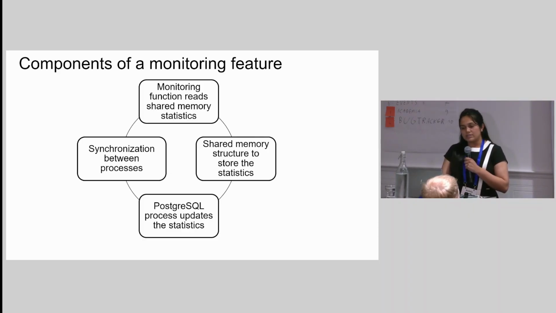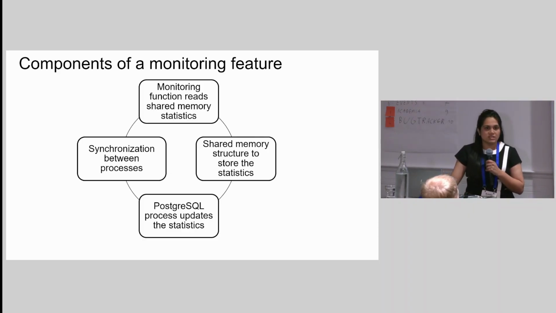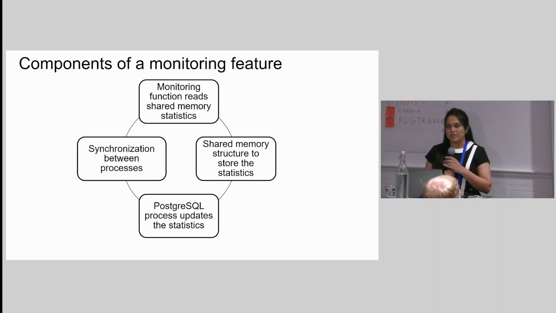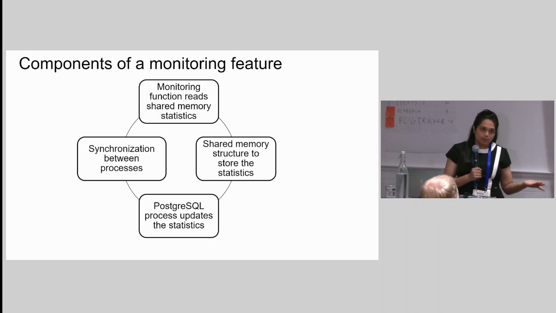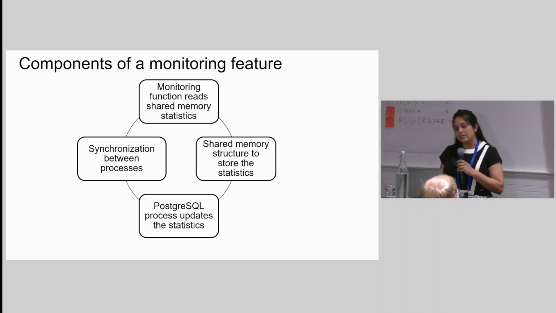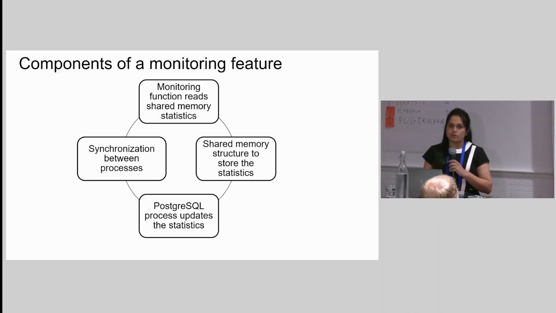Second component is the shared memory structure to store the statistics. So a process that is publishing the stats is different from a process that is querying the stats. So we need a shared memory to coordinate between these. And the shared memory could be a dynamic shared memory or a static shared memory. Currently, monitoring systems in Postgres use both.